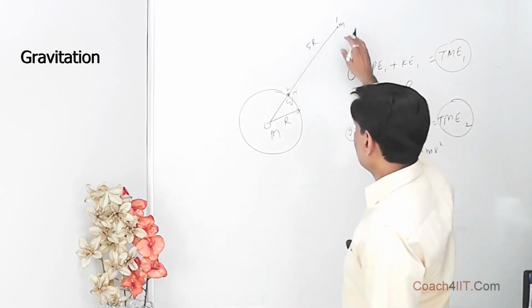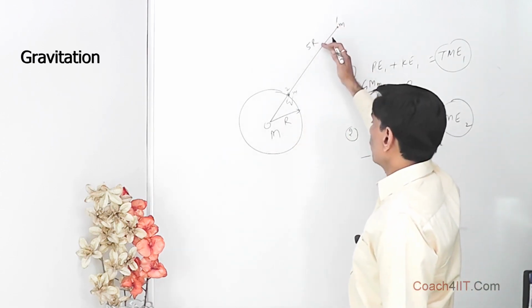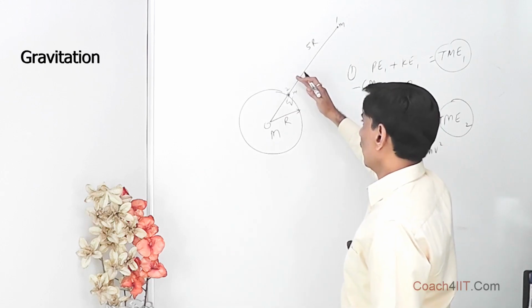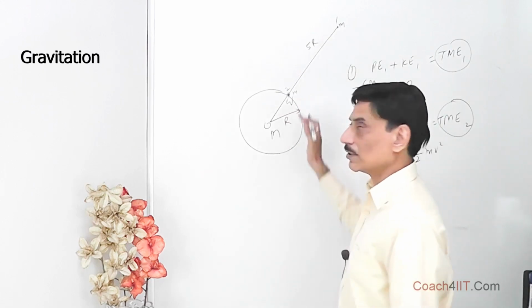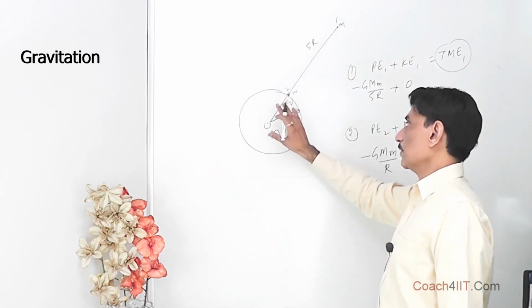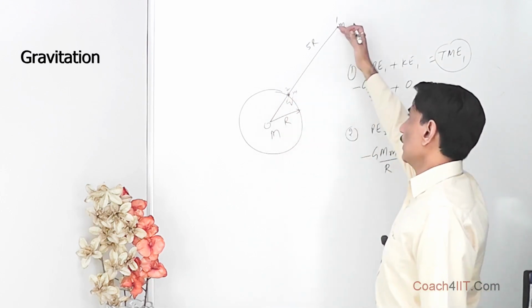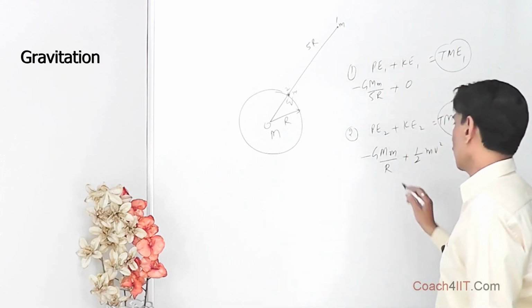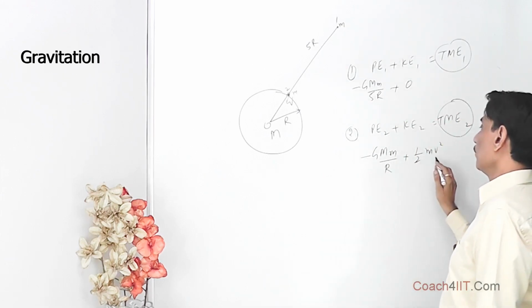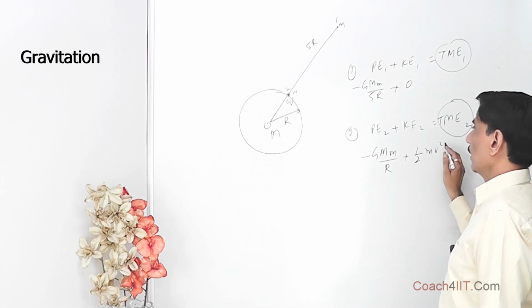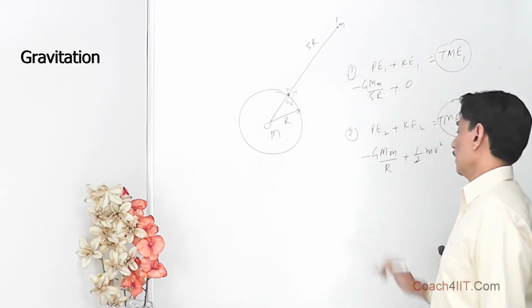If we take this as an isolated system, when it goes over here, certainly the Earth will also be moving, so that the center of mass of this system doesn't move. But because Earth is so massive, we take its velocity or displacement as almost equal to 0, and only the mass m is moving. So it comes out to be minus GMm upon r plus half m v square. This is the total mechanical energy when it has reached over here.